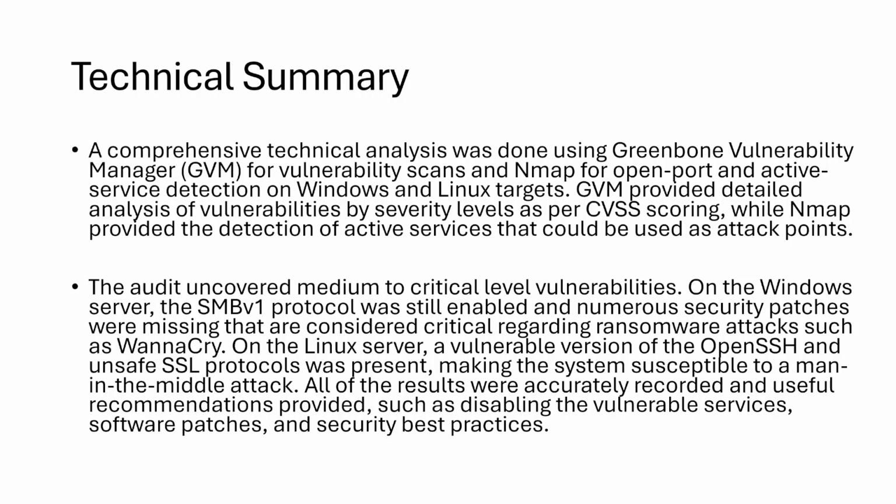On the Windows server, the SMBv1 protocol was still enabled and numerous security patches were missing that are considered critical regarding ransomware attacks such as WannaCry. On the Linux server, a vulnerable version of OpenSSH and unsafe SSL protocols were present, making the system susceptible to a man-in-the-middle attack. All of the results were accurately recorded and useful recommendations were provided, such as disabling vulnerable services, software patches, and security best practices.